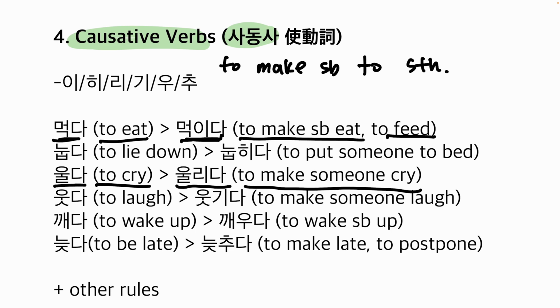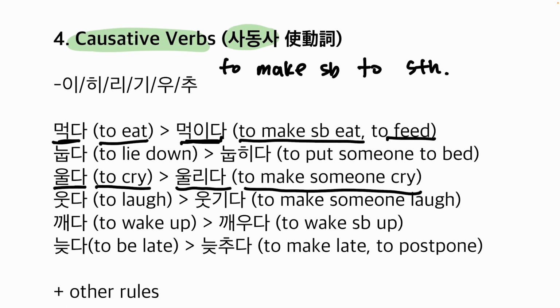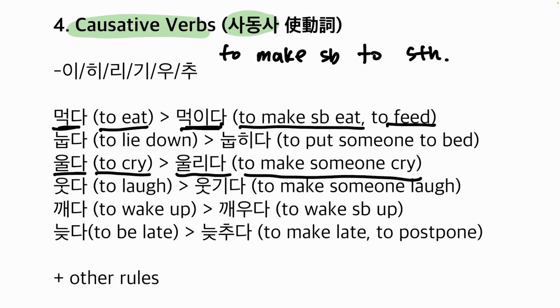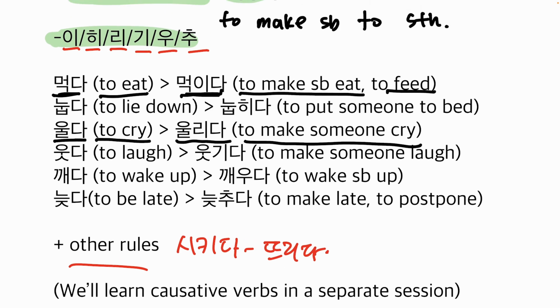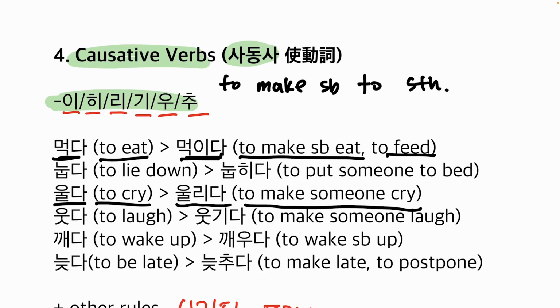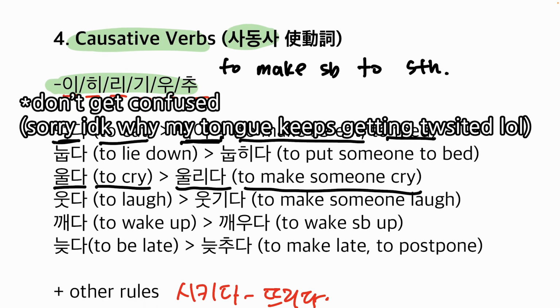So to feed someone. And the reason why I wanted to bring it up is because 사동사 are also formed in a very similar way with 피동사. Of course, different rules are applied, but it's similar in that you can make a verb into a causative by adding one of these suffixes, 이, 리, 기, 히, or 우, and 추 after a stem, or by adding other verbs like 시키다, which we'll learn in a separate causative session.